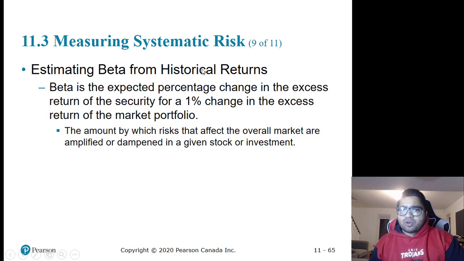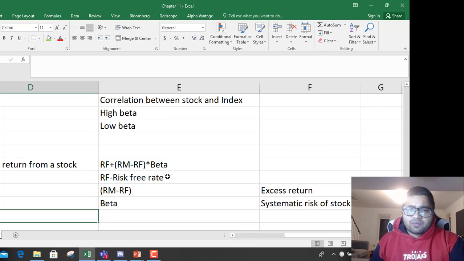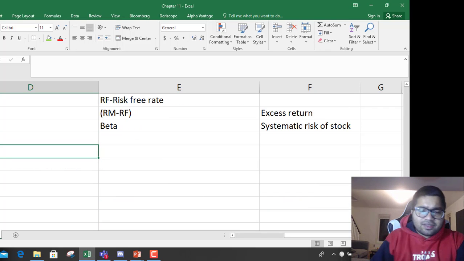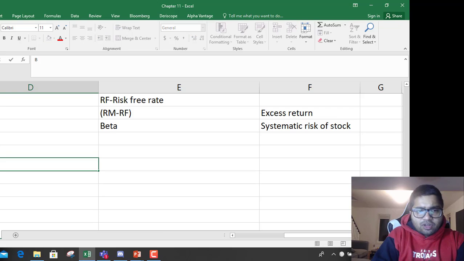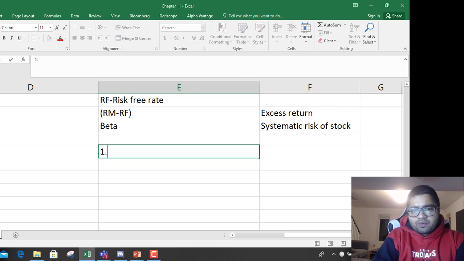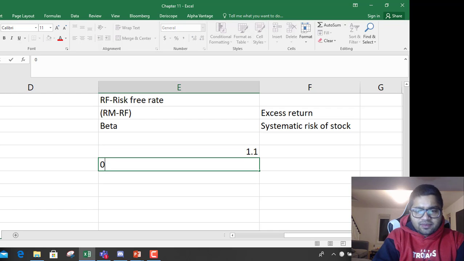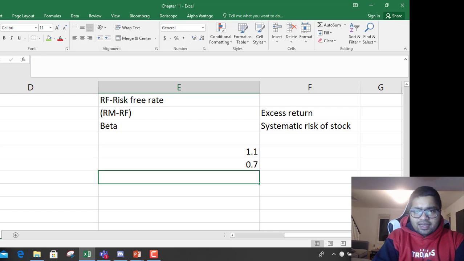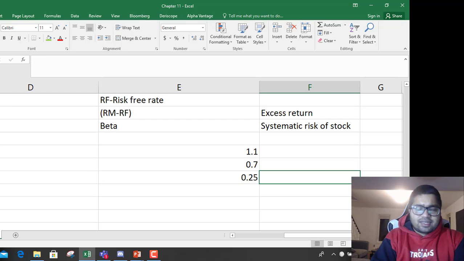Estimating beta from historical return. Beta is the expected percentage change in excess returns of a security for a 1% change in the market. So what is beta? Let's say there are three stocks, stock A, stock B, stock C. Stock A has a beta of 1.1, stock B has a beta of 0.7, and C has a beta of 0.25. So what does it indicate?